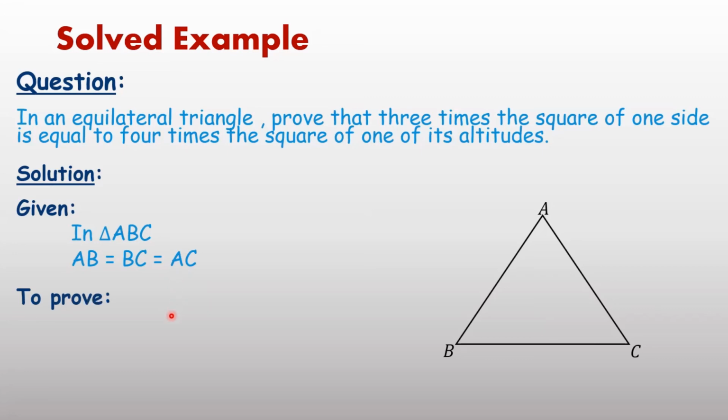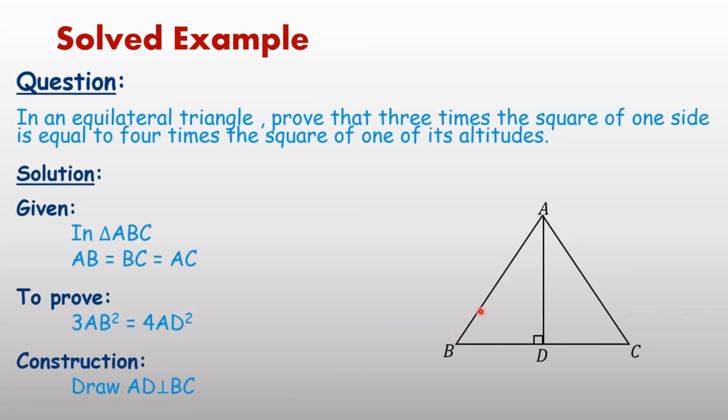We have to prove 3 times the side square, means 3AB square, equals 4 times the altitude square, means 4AD square. For that, draw AD perpendicular to BC. One altitude is drawn here. AD is perpendicular to BC. Since it is an equilateral triangle, therefore D is the midpoint of BC. Now the proof.